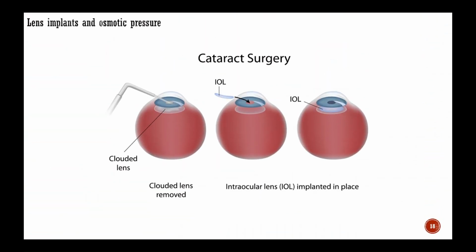Finally, when patients undergo cataract surgery and receive lens implants, the solution used for irrigation during the surgery must maintain osmotic balance to prevent swelling or damage to the eye tissues. Osmotic pressure is also considered when designing intraocular lenses to ensure that they do not interact adversely with the surrounding tissues.